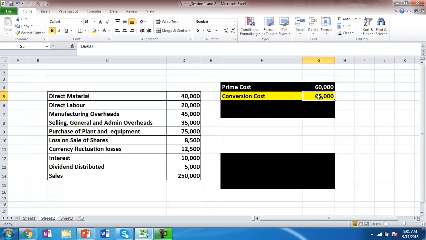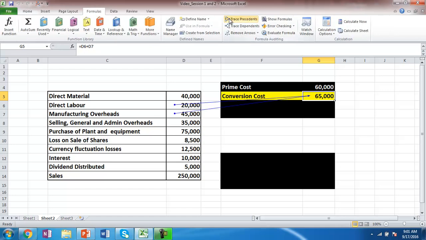Similarly, the conversion cost, which is also used in the accounting standards, is the expenses required to convert the material into product. Therefore it includes the direct material and manufacturing overheads. So the conversion cost is the expenses required to convert the material into the final product. And the accounting standard also says that the inventory should be valued at the purchase price plus the conversion cost.